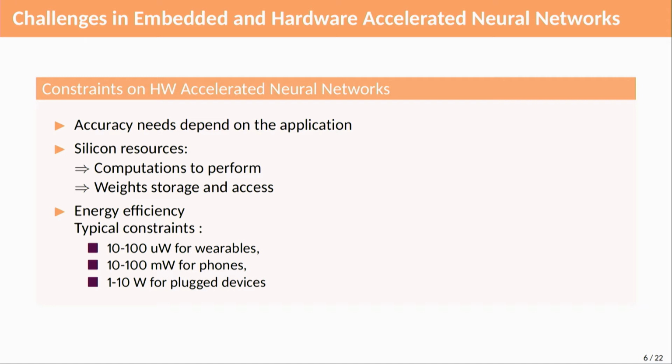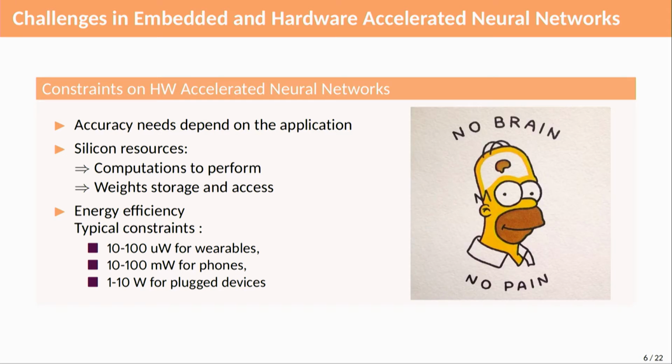So if we look at the typical constraint that we have, if you are looking for a wearable, for example, you would have 10 to 100 microwatt of power to do what you have to do. If you look for a phone, it's something like 10 to 100 milliwatt. And if you are looking for a plug device on the edge, it would be something between 1 and 10 watts. So the energy budget is very restricted for most of these applications.